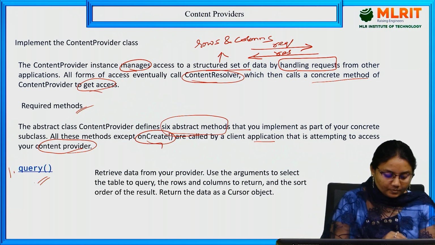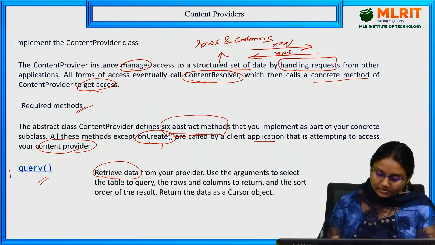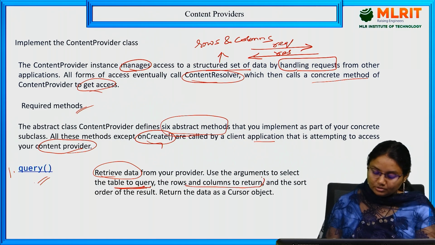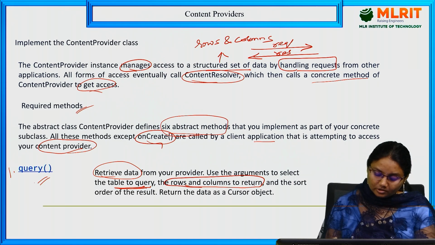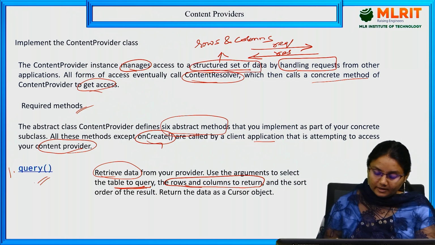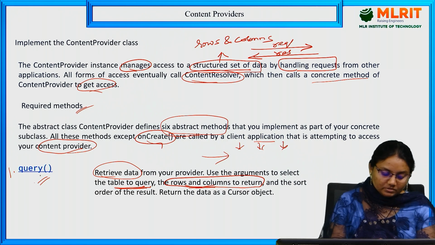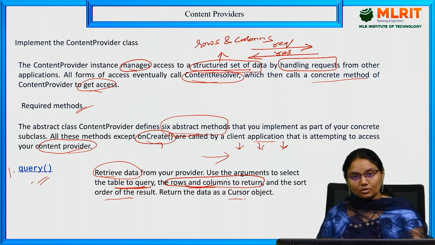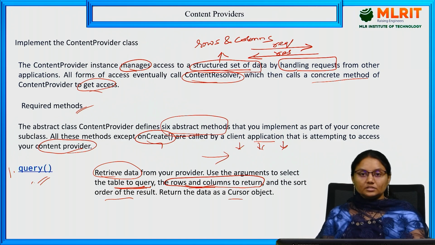One is query. What is query? Retrieve the data from the provider. Use the arguments to select a table to query, the rows and columns to return. Because we are calling it a structured set of data, you will have a number of rows and columns. Those can be retrieved by using this query, sort the order of results, and return the data using a cursor object. You have CursorLoader and CursorAdapter classes, which are used to synchronize with the data that is available and that needs to be loaded into the other application.